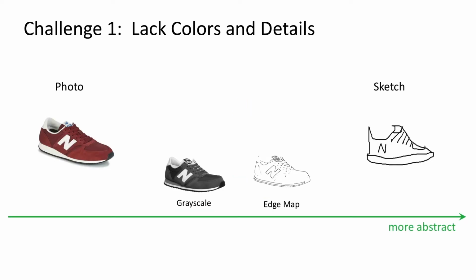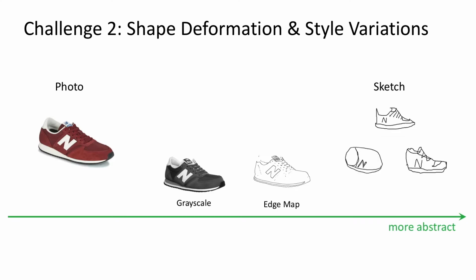Sketch photosynthesis is challenging. First, to synthesize a photo from a colorless and textureless sketch, a lot of appearance details must be filled in properly. Second, sketches have large spatial and geometrical distortion. Therefore, translating a sketch to a photo requires shape rectification. However, rectifying shape distortion is not trivial because sketches exhibit different drawing styles.